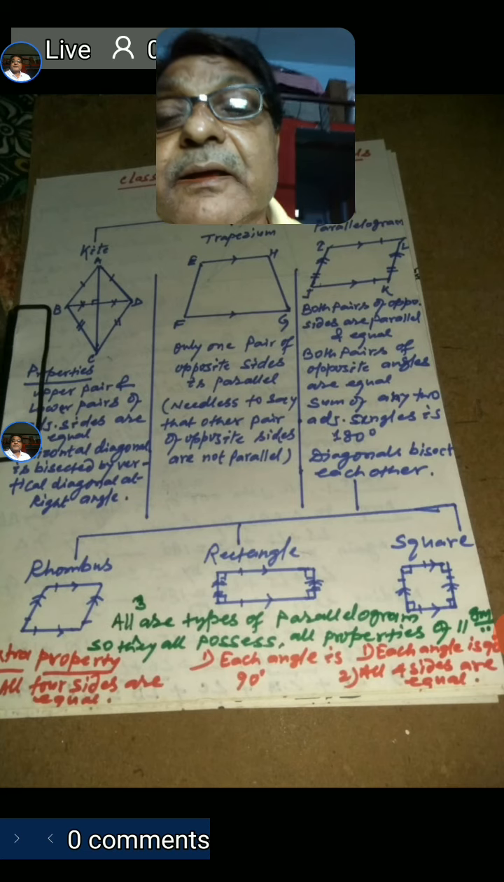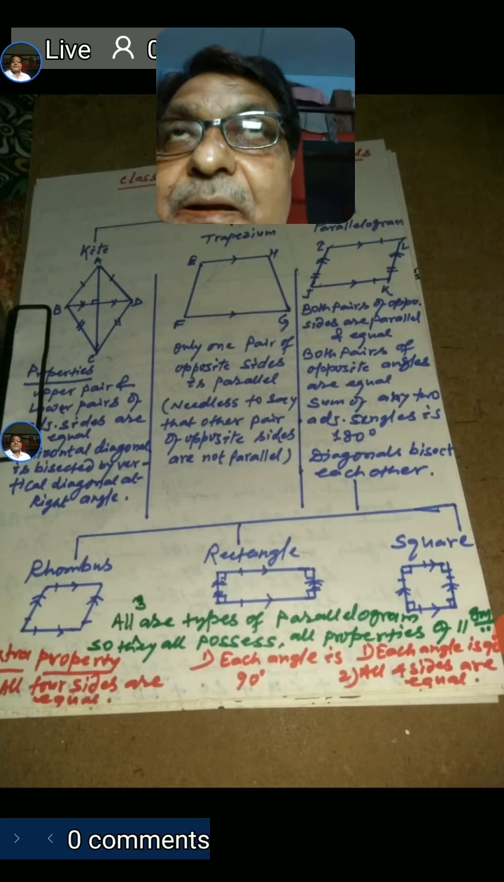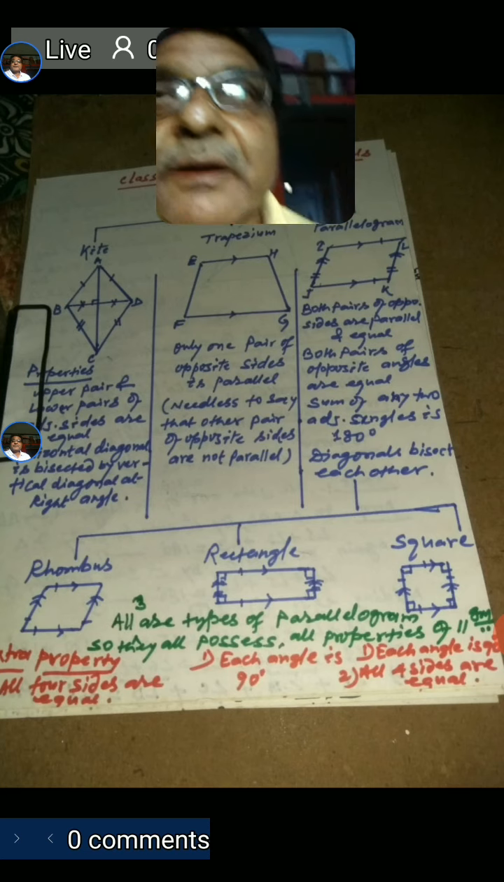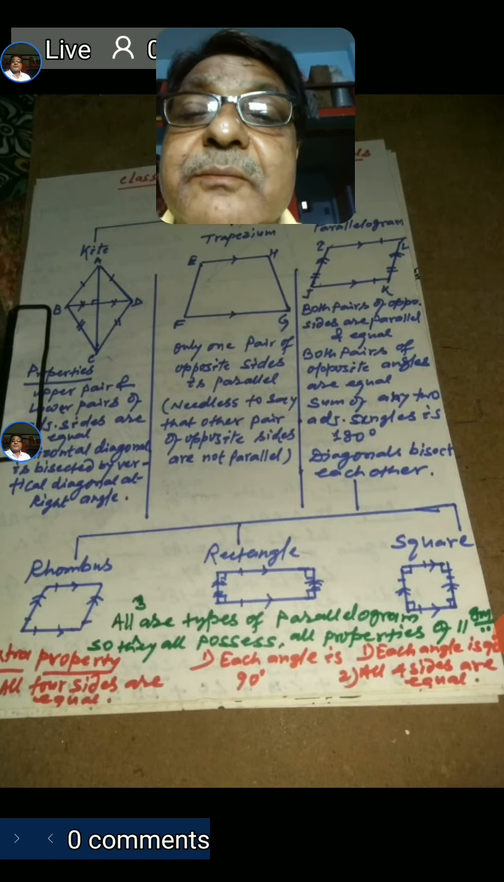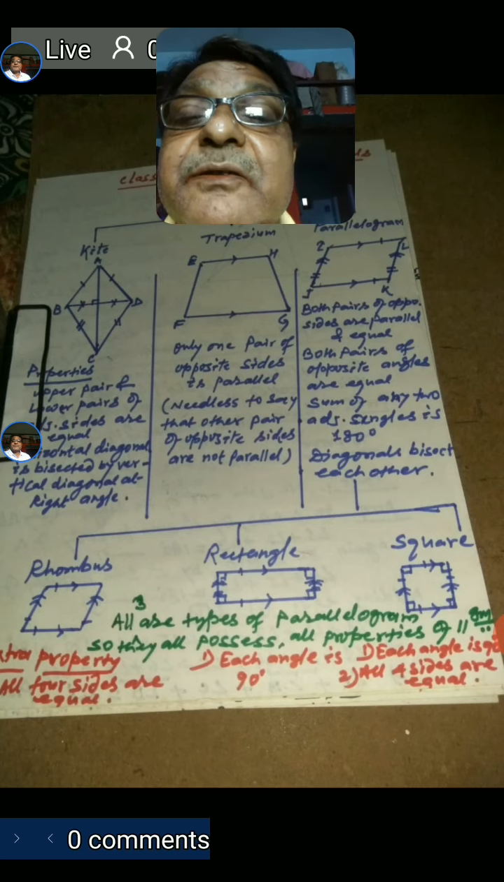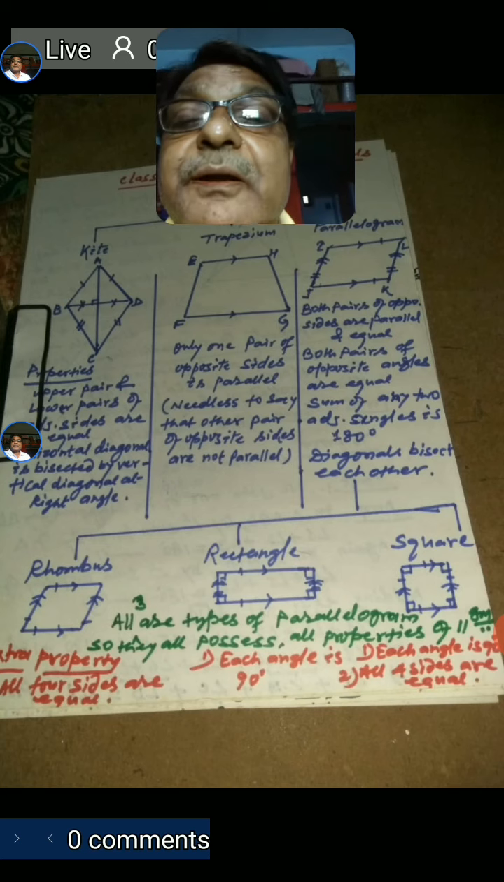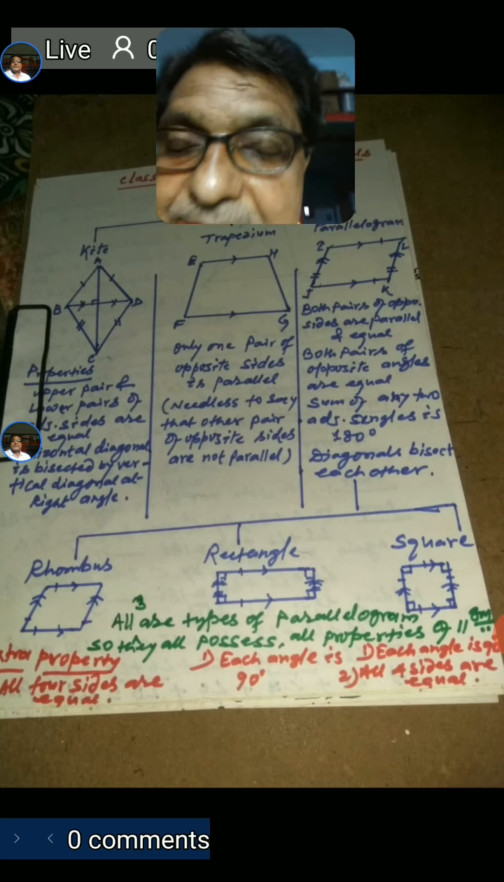Now we can say that basically a rectangle is a parallelogram with each angle 90 degrees. So whenever we have a parallelogram and we see that each angle is 90 degrees, it means it is not a normal parallelogram, rather it is a special parallelogram which is known as rectangle.